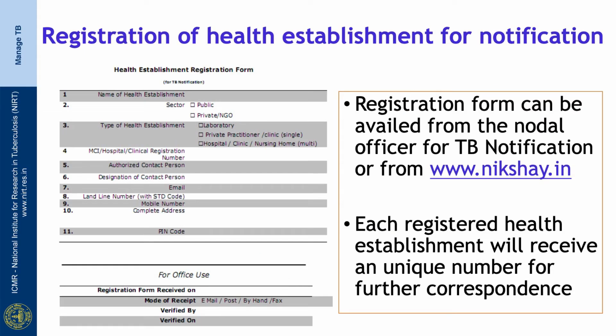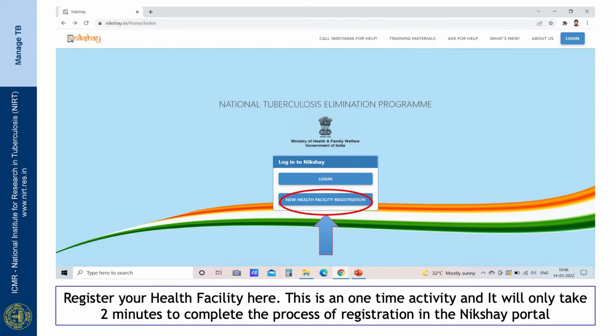Now, what are the steps? The first step is to register as a health establishment for notification. Each registered health facility or establishment will receive a unique number for further correspondence. Now, we will see how to do this.